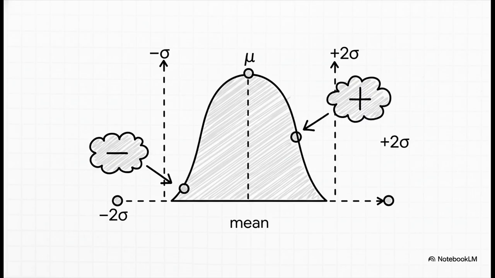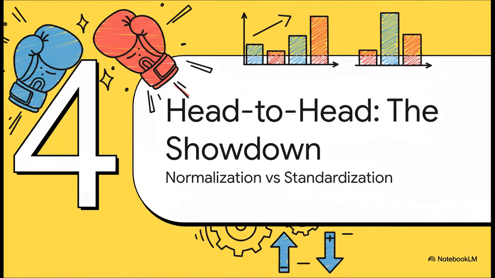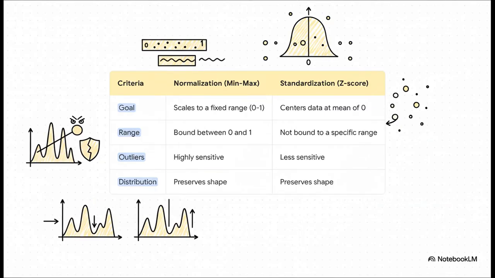Simple as that. Okay, so we've met our two fighters, we know their game plans. Now it is time for the main event, the head-to-head showdown. Let's put them side by side and really see what they're made of. All right, let's really break this down. First, their goals are totally different. Normalization wants to lock everything into that fixed 0 to 1 range. Standardization just wants to recenter everything at a mean of 0. That means the final range of your data is always bounded with normalization, but with standardization, it's not.